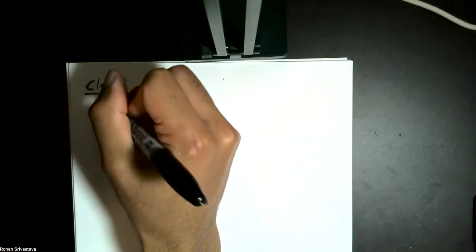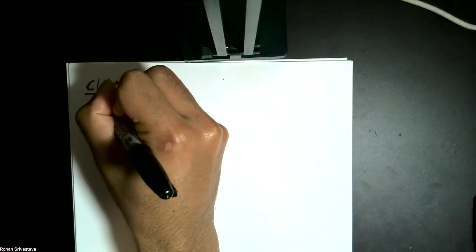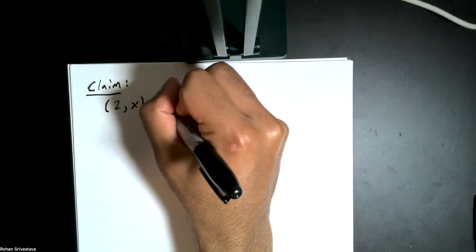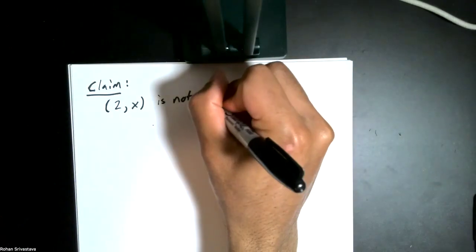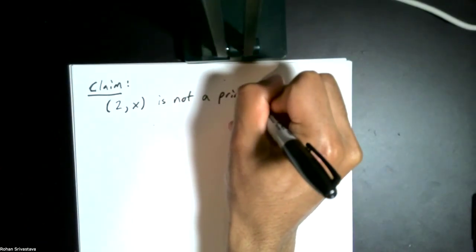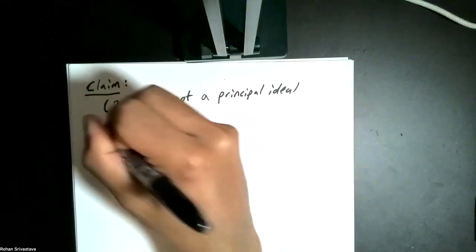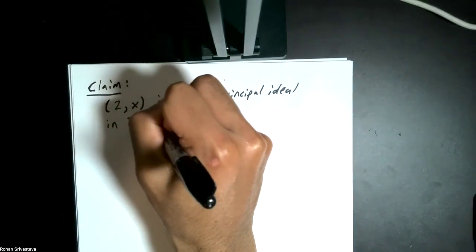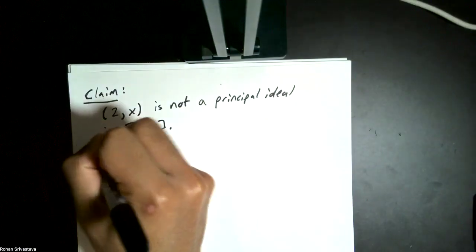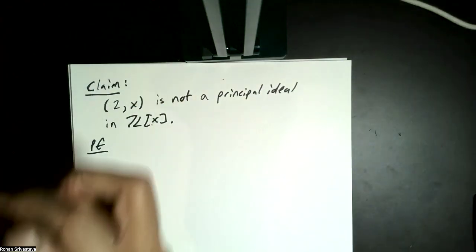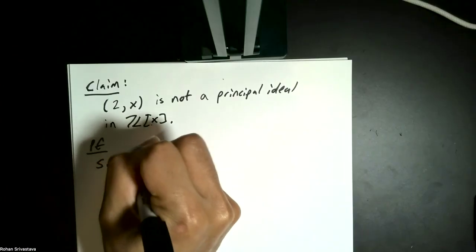And the claim is that the ideal generated by 2 and x is not a principal ideal in Z adjoin x. And the proof of that is, well, suppose it was.